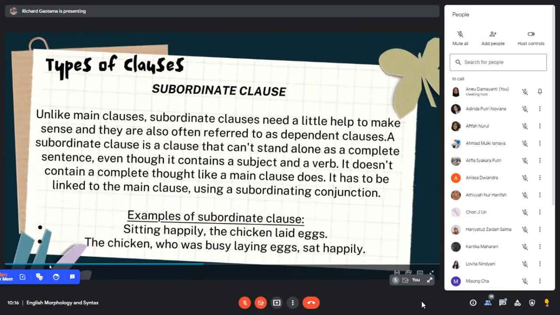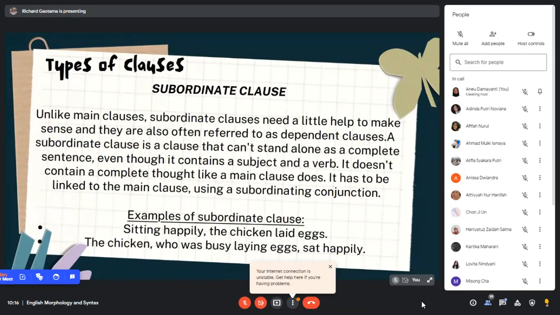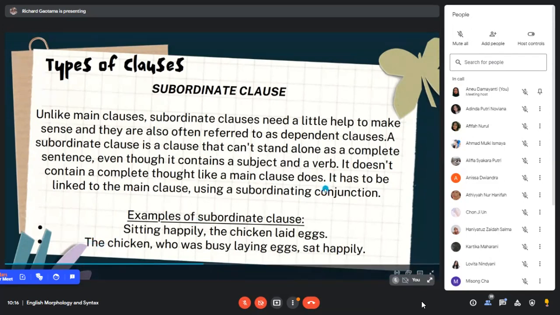For more complete explanation, subordinate clause is unlike a main clause. It needs a little help to make sense, as they are often referred to as dependent clause. Subordinate clause cannot stand alone as a complete sentence, even though it contains a subject and verb, because it doesn't have a complete thought. It doesn't make sense on its own. In fact, there is incomplete information inside that should be added into it. It has to be linked to the main clause using subordinate conjunction.